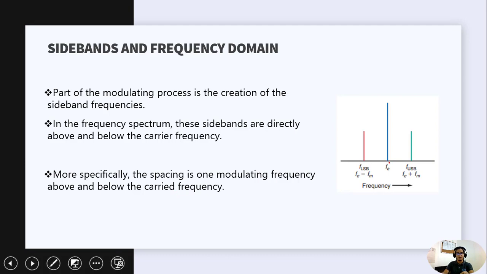This is carrier po, carrier frequency. So if we know our FC, ito siya, and we know our modulating signal, let's say it has a frequency of F sub M, then we can easily get our sidebands. We can easily say that the upper sideband is the carrier frequency plus the modulating frequency, and our lower sideband is the carrier frequency minus the modulating frequency. Okay?